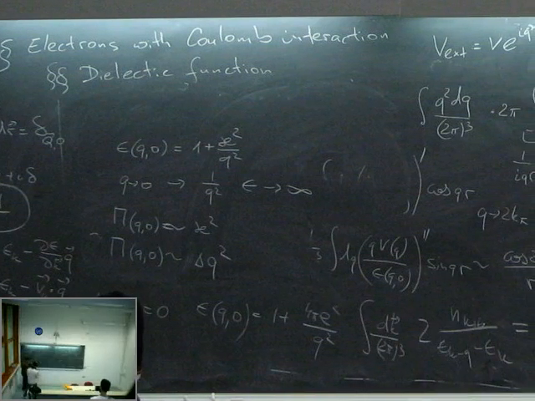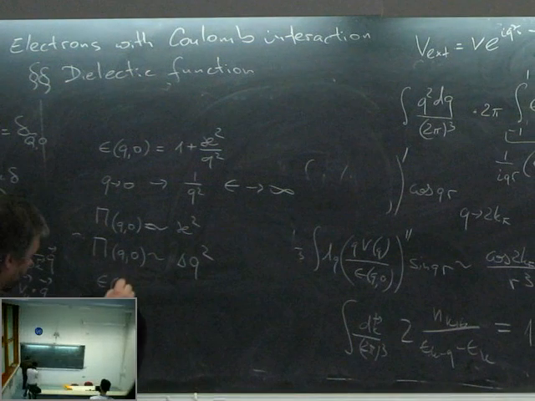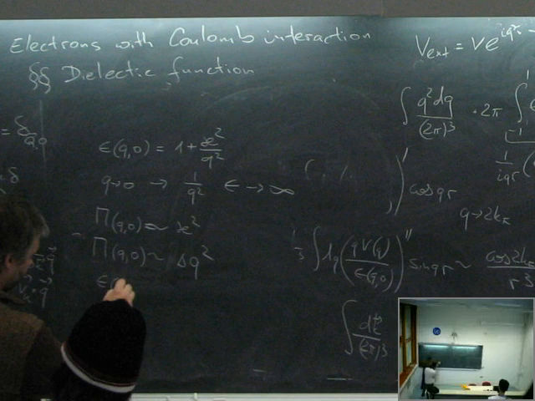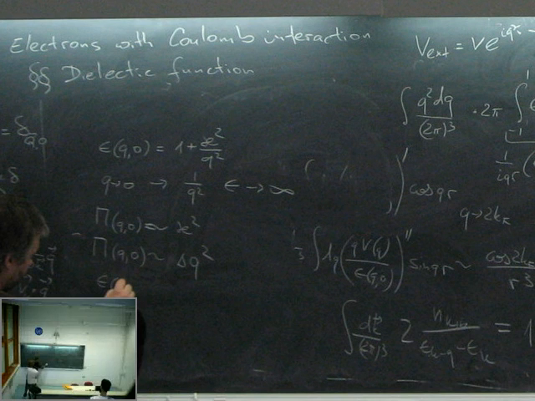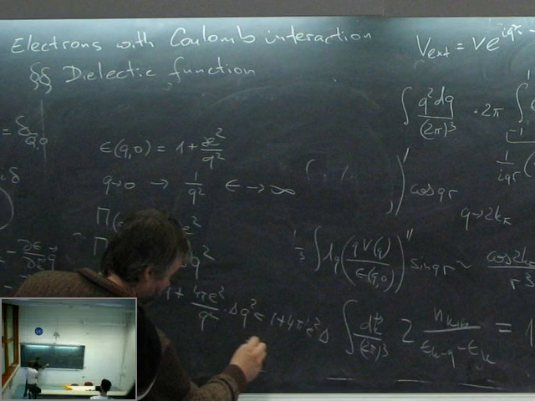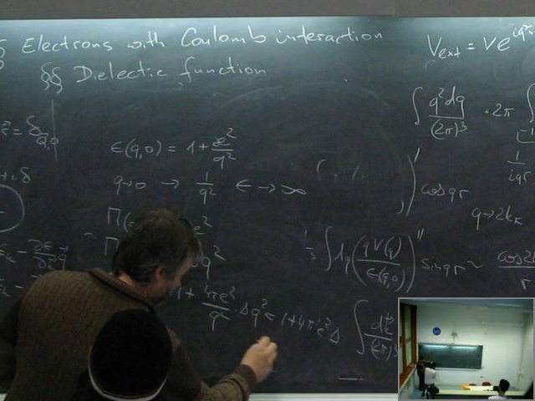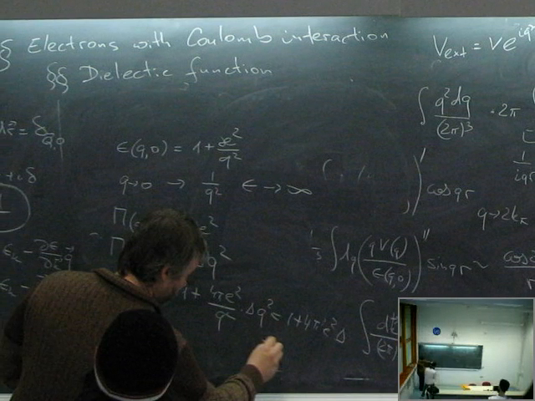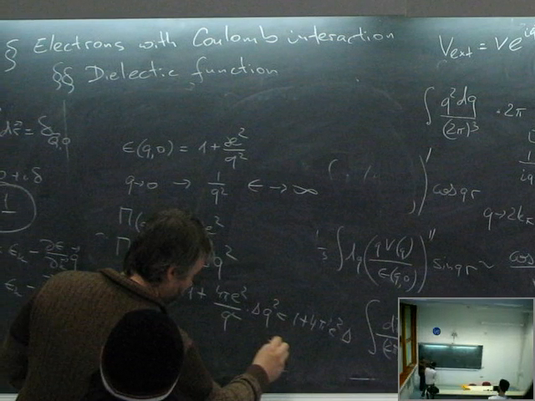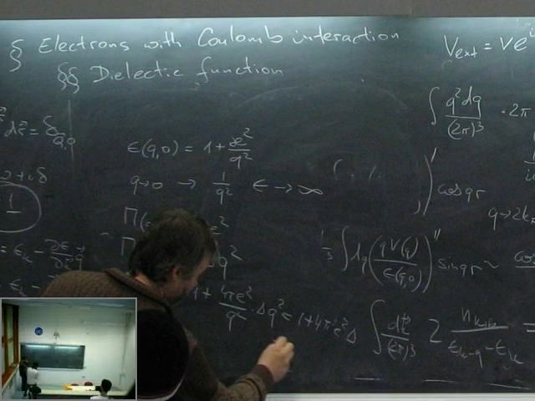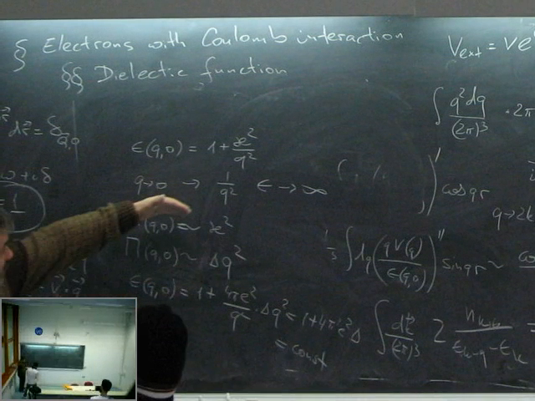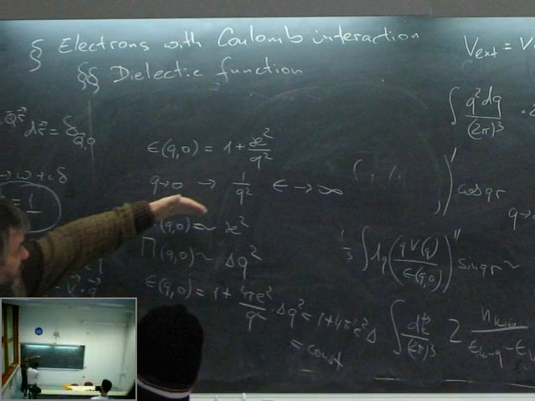If we plug it into the formula, epsilon zero is equal to 1 plus 4 pi e squared over Q squared times delta Q squared, which is 1 plus 4 pi e squared delta, a constant. There is no screening in the insulators. So for insulators, the dielectric function at small Q, we can put Q equal to 0. It's just a constant, and this is a static dielectric function which characterizes the medium. So there is no divergence of response at small Q.